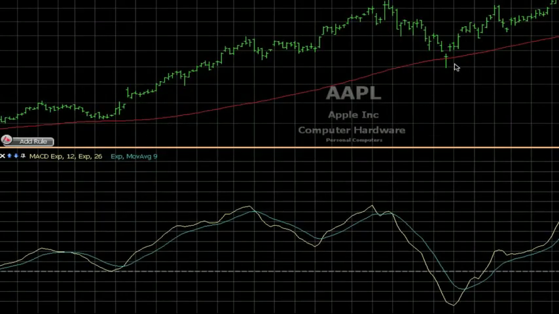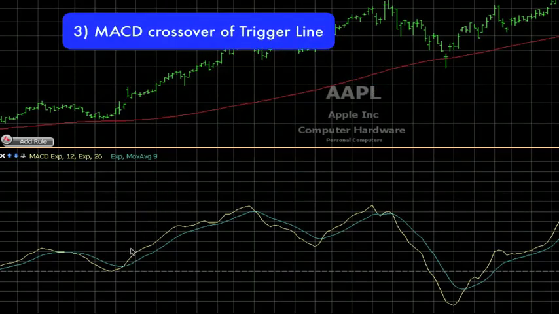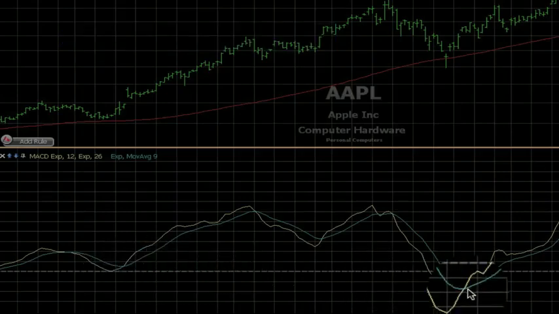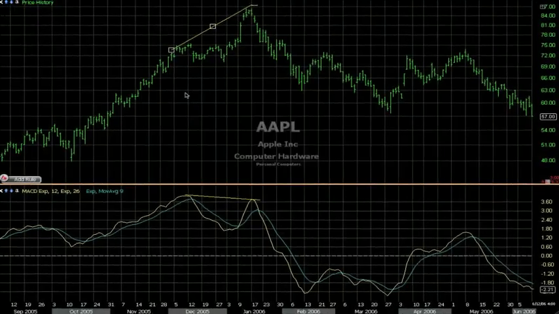This is because I believe the best trades come after consolidation, and I define consolidation as pulling back to the MA. And third, I look for my MACD crossover of the trigger line here and here. I ignore this signal because I believe the price is too far away from the MA, giving me a bad risk to reward.